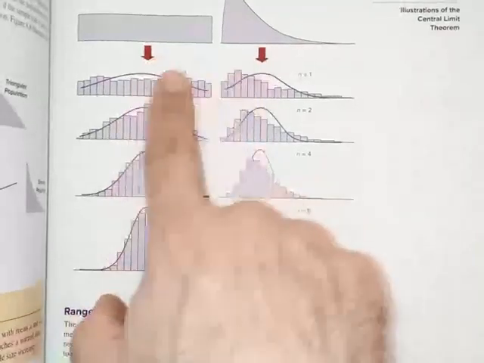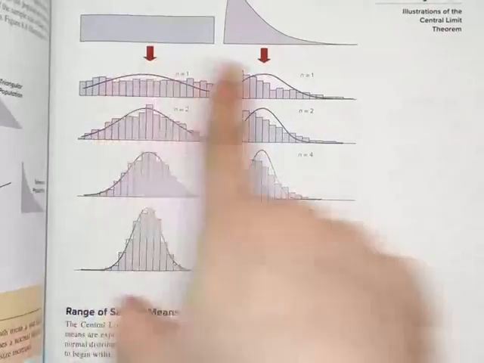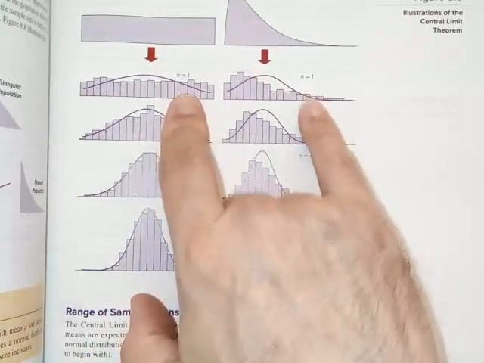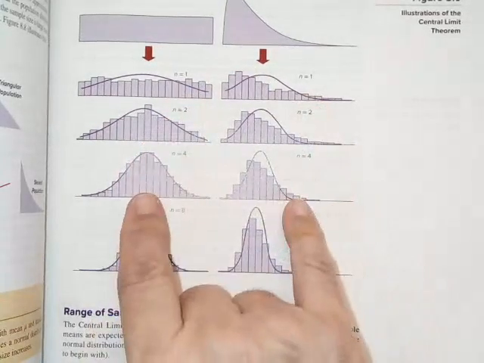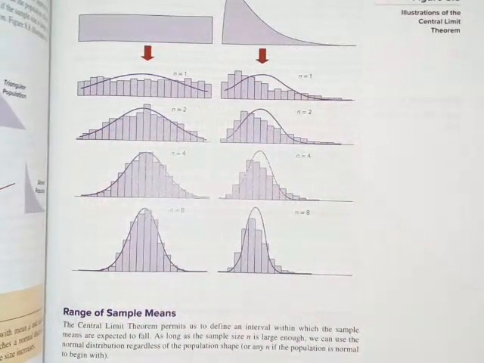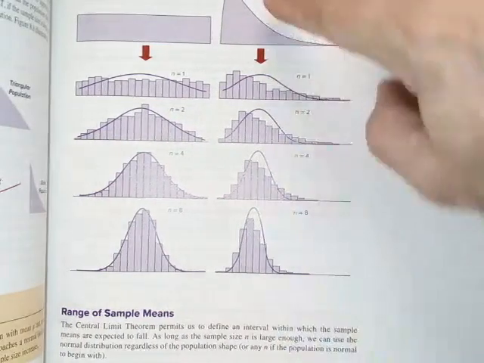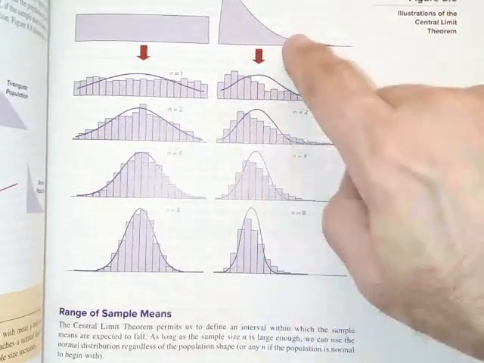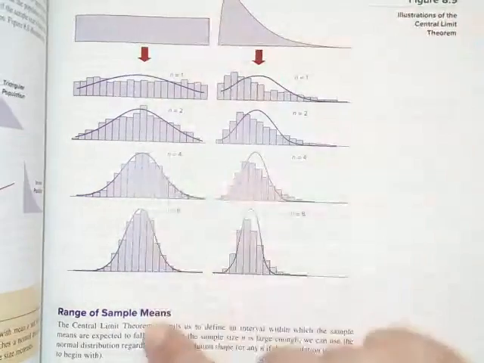Here's two different distributions, a uniform distribution and a very skewed distribution. Here's a sample size of 1, a sample of 2, a sample of 4, and then I'm making a histogram of how often I get a certain average. The average overall gets closer and closer to the average of this distribution. Same thing here.